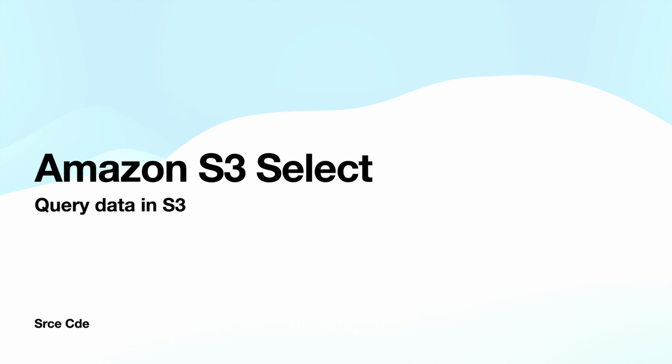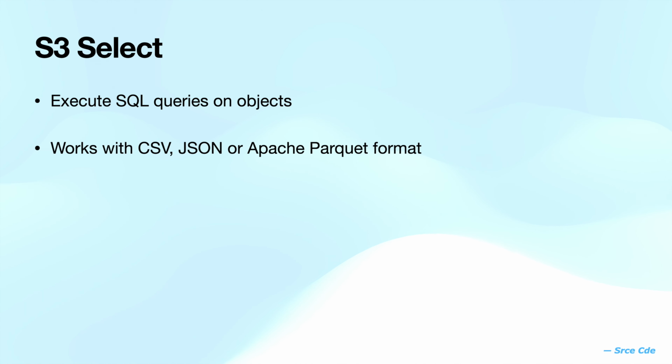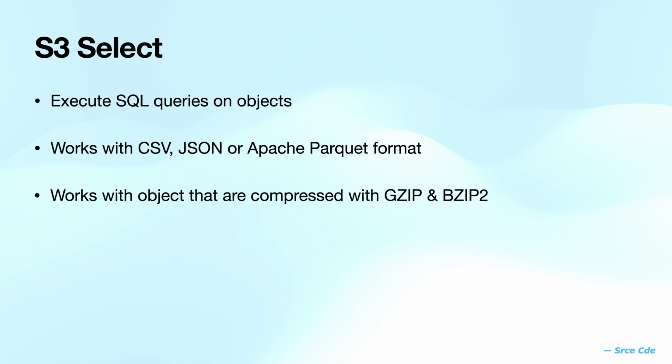In this video, I will talk about one of the S3 features, which is S3 Select. So let's understand what S3 Select is and what it provides. S3 Select allows you to execute SQL queries to filter the content and retrieve a subset of data on CSV, JSON or Parquet files located in the S3 bucket. S3 Select also works with files that are compressed with gzip and bzip2.